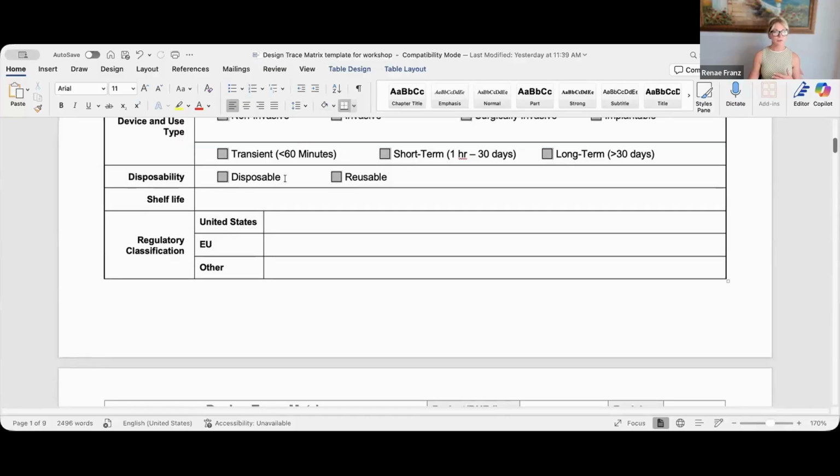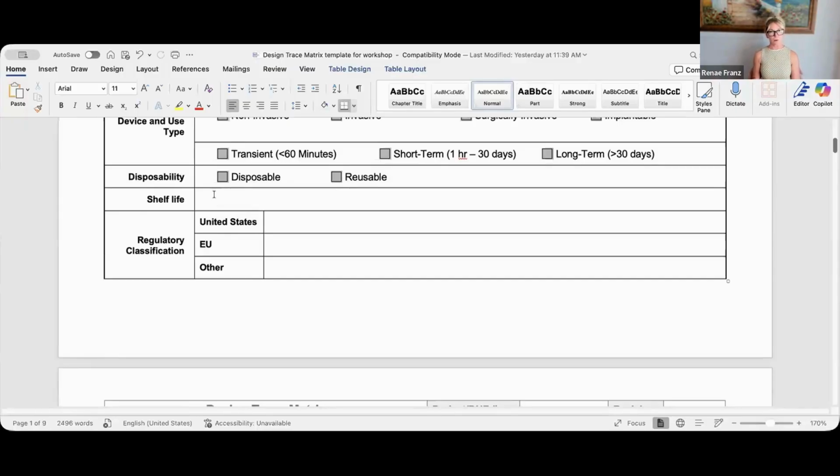Disposability, this is important if it's disposable or reusable, because if it's disposable, you only have to validate for the device use in extreme conditions. But if it's reusable, you're going to have to validate whatever you say. Let's say it has a life cycle of 10,000 uses. You're going to have to validate the device usually at least 10 to 20% beyond that. So 12,000 uses. So that's an important piece.